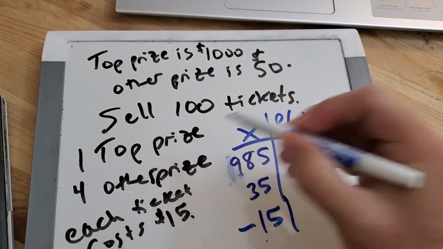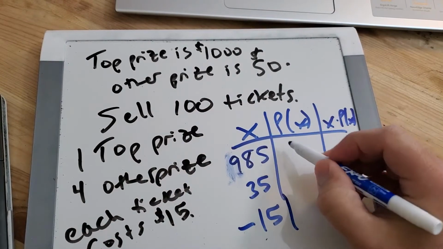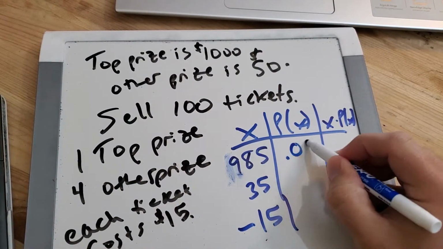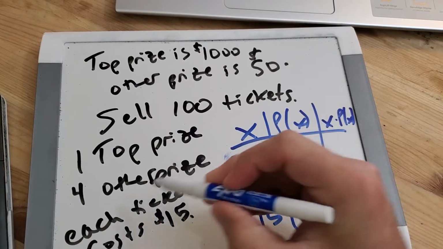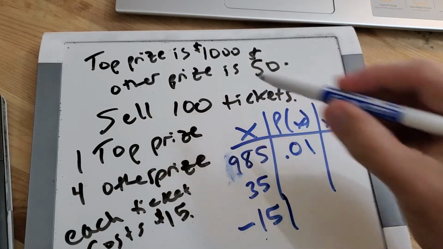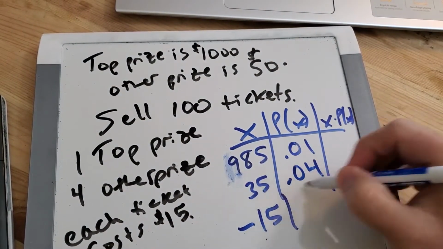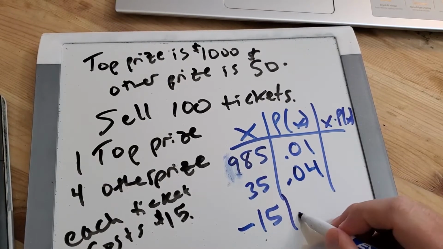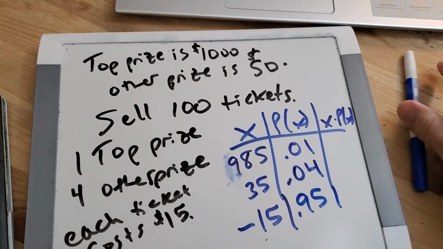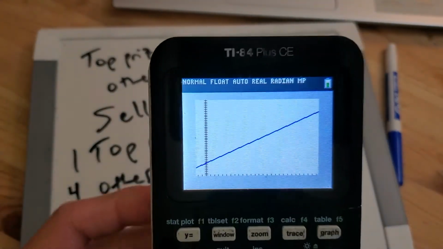So what's the probability I win the top prize? It's 1 ticket out of 100. So this is a 1% chance, so 0.01. The probability of getting the other prize is 4 out of 100, so it's going to be 0.04. So that's 5% right there. So what's the probability I don't win anything? 95%.